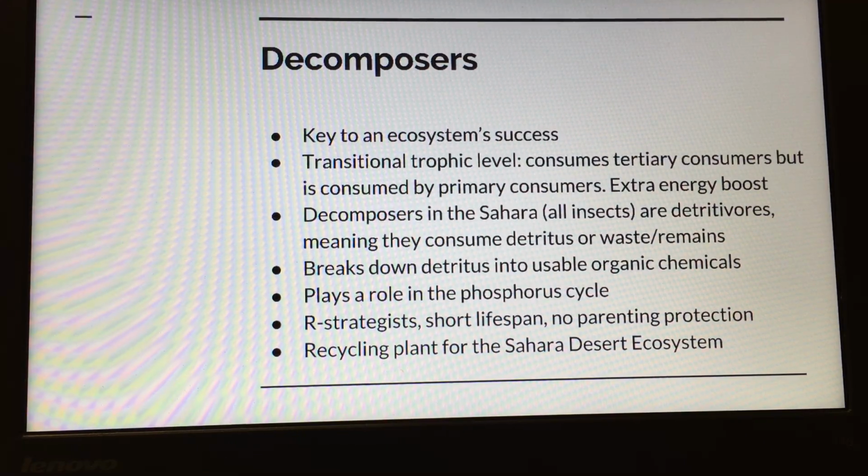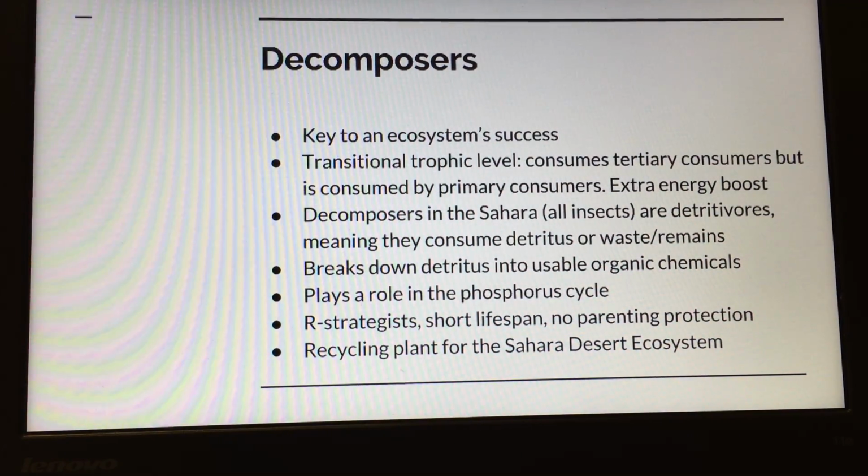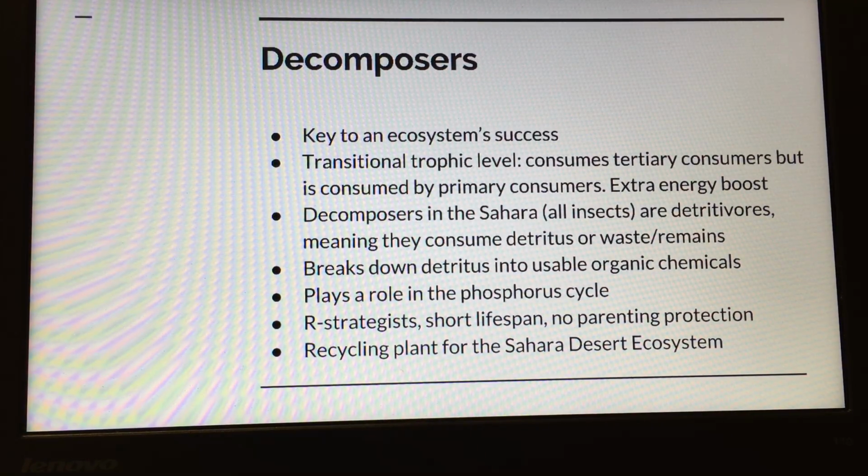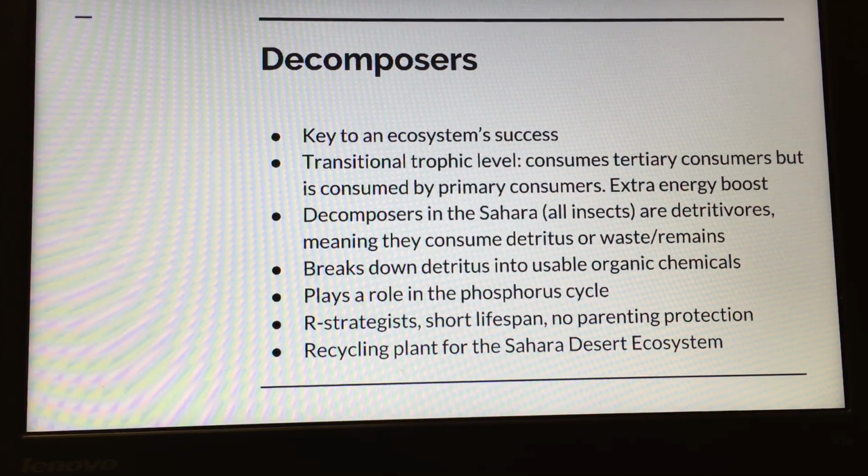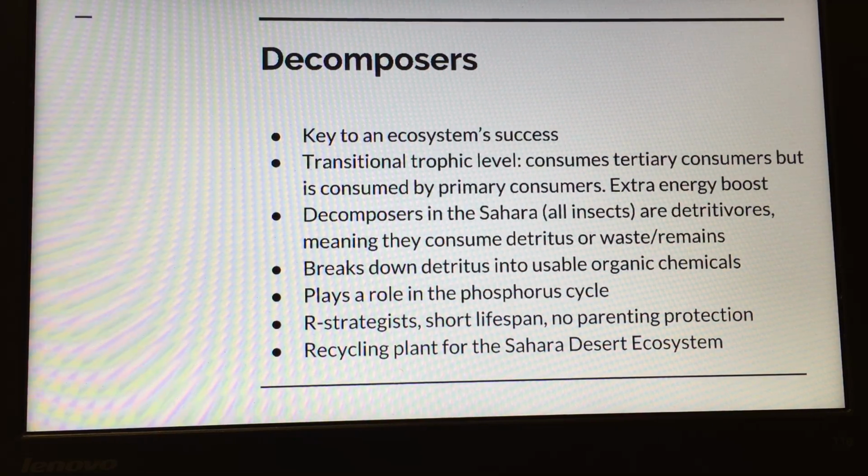The decomposers are the key trophic level to an ecosystem's success. I call it the transitional trophic level because it consumes tertiary consumers, but it's consumed by primary consumers. So it's kind of eerie where it should be placed on the line of trophic levels. It serves as an extra energy boost for the primary consumers because it's something else other than producers that they can eat.